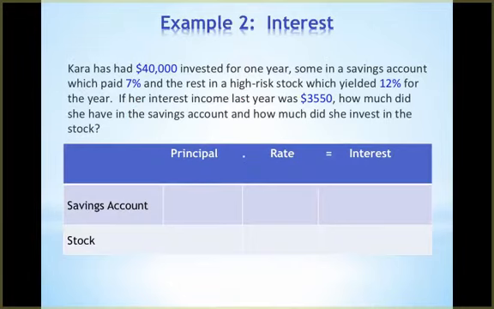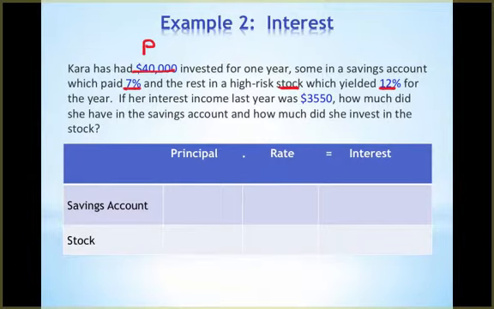In example 2, we're looking at another simple interest problem. We have that Kara has $40,000 that she's going to invest. So that's going to be my principal. She's going to invest it for 1 year. Some of it's going into a savings account that pays 7% interest, and the rest of it goes into a stock that pays 12%. If her interest income last year was $3,550, how much did she have in each of those two accounts?